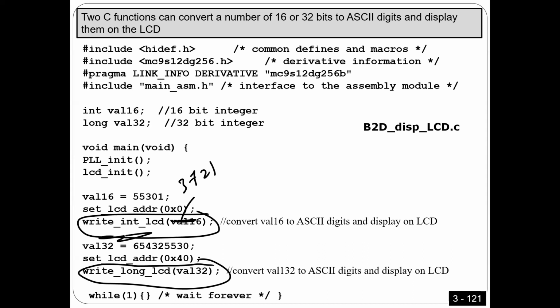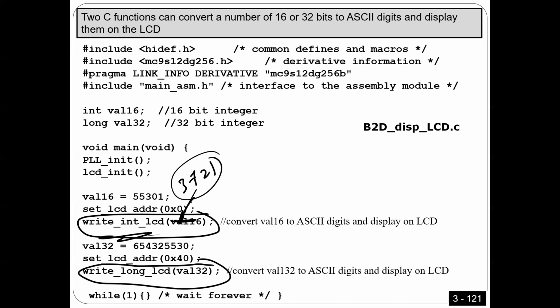So this function is going to do a lot of things. Number one, this function is going to divide by 10 to extract these digits. Number two, this function is going to convert all of them to ASCII. Number three, it is going to display them on the LCD. You got what I'm saying? So one function is going to do everything. You just give this number to this function, and this function is going to display this number on the LCD.